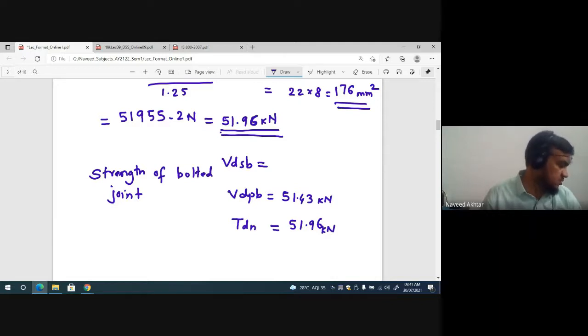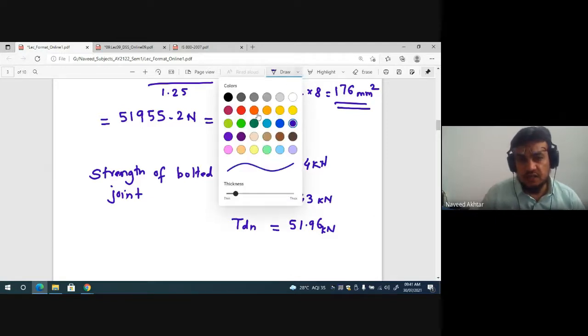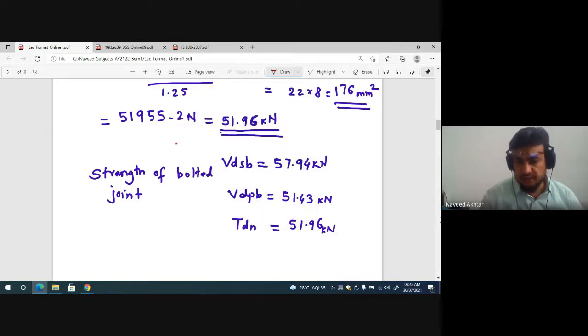VDSB is 57.94 kilonewton. So here, the first value you can calculate, and you can find the minimum of all these three: VDSB 57.94, 51.43, 51.9. So this value is the minimum of all the values. The strength of the bolted joint for pitch length is this value.